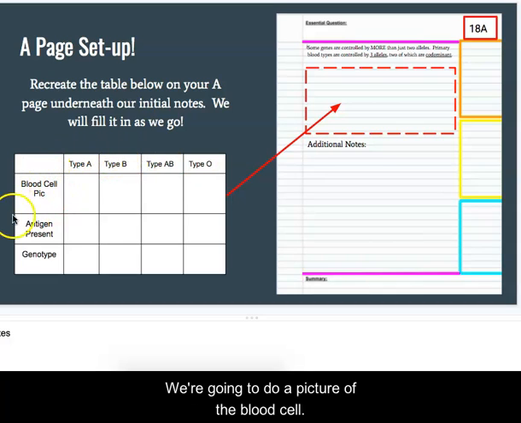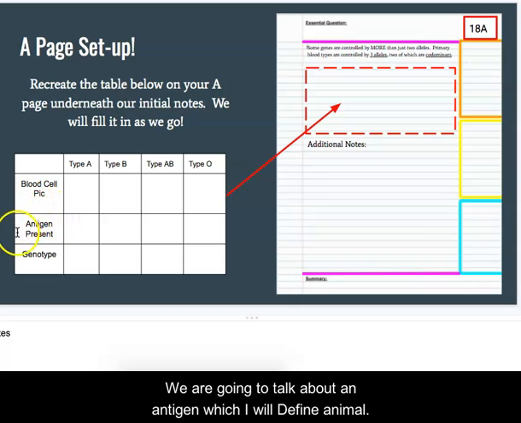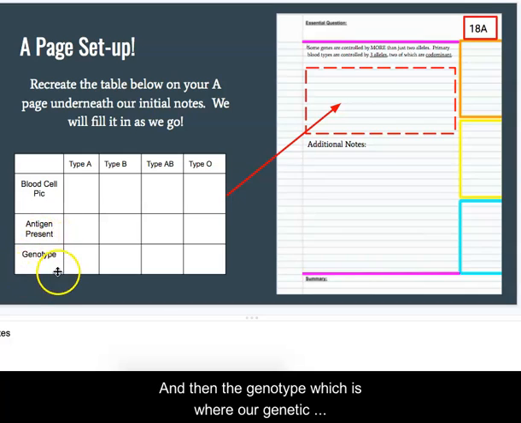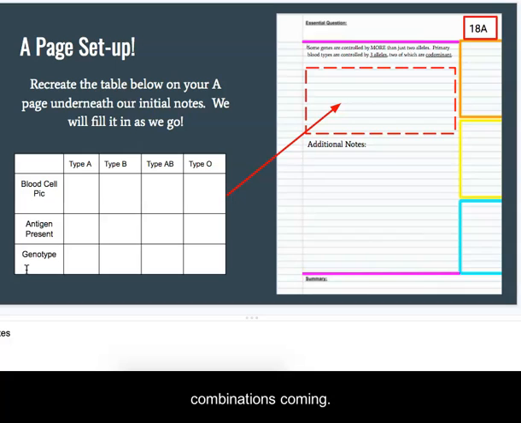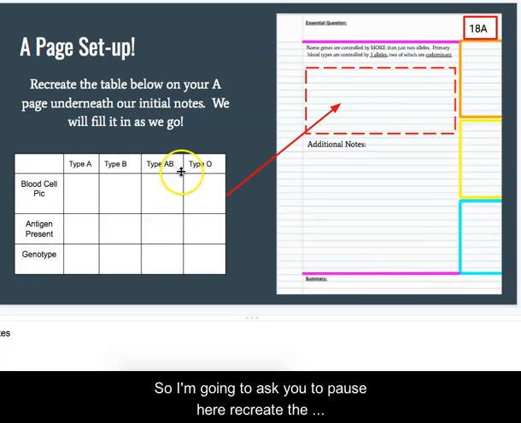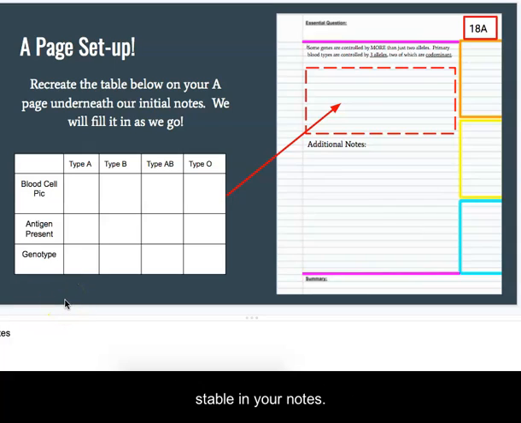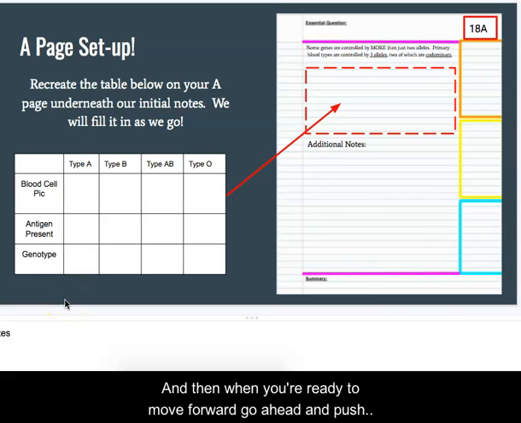We're going to do a picture of the blood cell. We are going to talk about an antigen, which I will define in a moment, and then the genotype, which is where our genetic combinations come in. So I'm going to ask you to pause here, recreate this table in your notes, and then when you're ready to move forward, go ahead and push play.